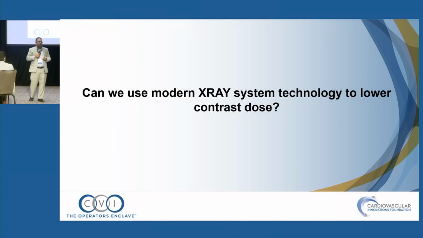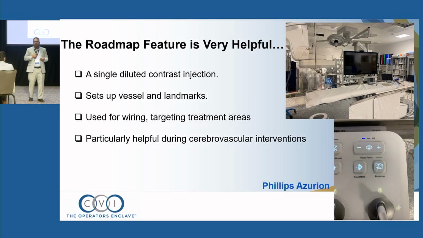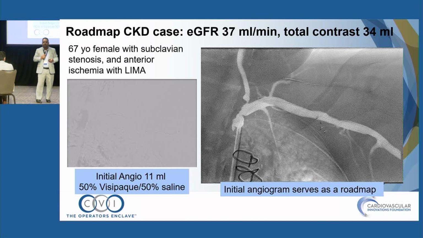So let's also look at our modern X-ray systems. I think all of us who have done peripheral work have used roadmap for years. We have the Philips Azurion system, but almost any modern X-ray system will give you a roadmap feature, and you can do a roadmap image with very diluted contrast. And on most systems, you can bring the bone in or bone out. You can bring your wire and catheter in and out, so you can digitally manipulate the image, and you don't have to keep puffing or taking multiple images.